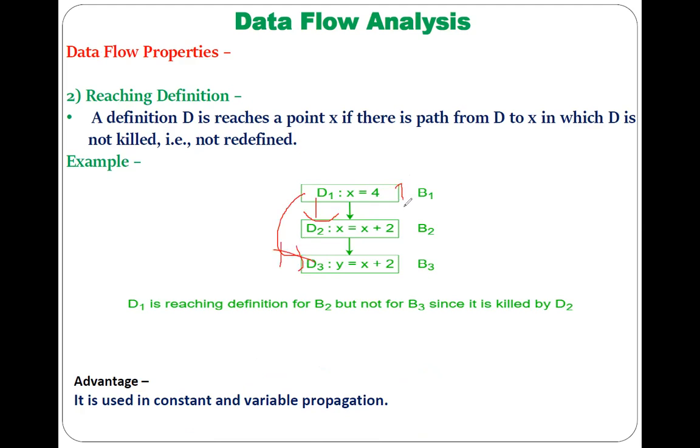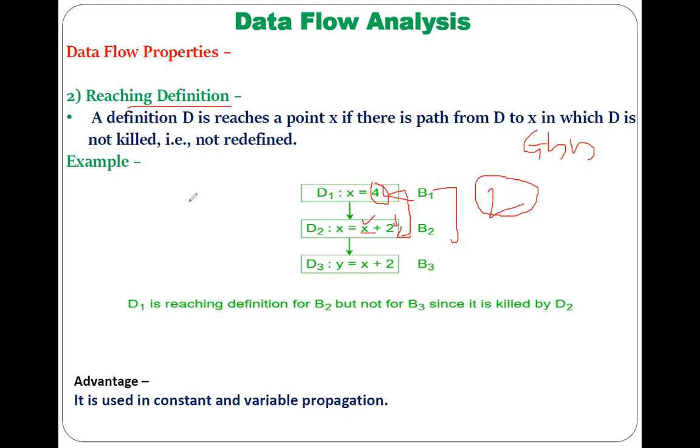Understood. Means constant propagation can be performed only between B1 and B2. Constant propagation cannot be performed between B1 and B3. As here, this is a global optimization. If you perform constant propagation between blocks, you are interacting with two basic blocks, so this is inter-basic block communication. That is called global optimization. Reaching definition says that this X value, that is the 4, can be utilized here instead of writing X, since it is not getting changed until it reaches this point B2.